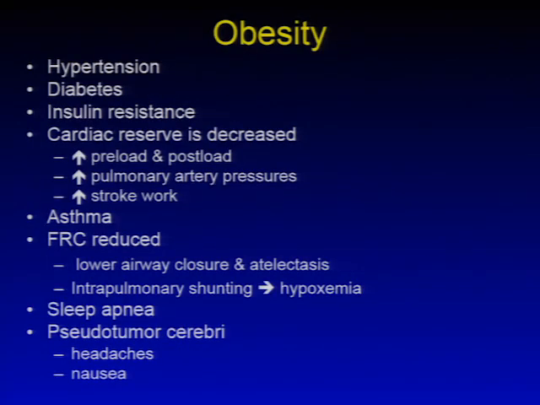Obesity has become much more common in the pediatric population and, just as in the adult population, can lead to many comorbid conditions. Obesity can lead to hypertension, diabetes, and insulin resistance. The cardiac reserve is usually decreased with increased preload and increased afterload. There is increased pulmonary artery pressure and increased stroke work. There is an increased incidence of asthma, and the functional residual capacity is reduced, resulting in lower airway closure and atelectasis, intrapulmonary shunting, which leads to hypoxemia. Sleep apnea is present as well, and a higher incidence of pseudotumor cerebri, leading to headache and nausea. All of these are concerns in anesthetic management.